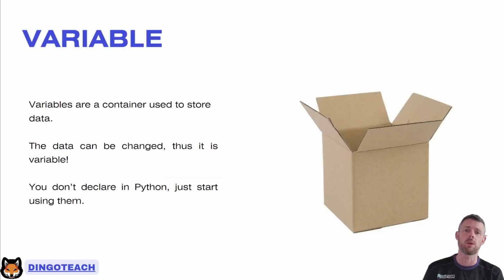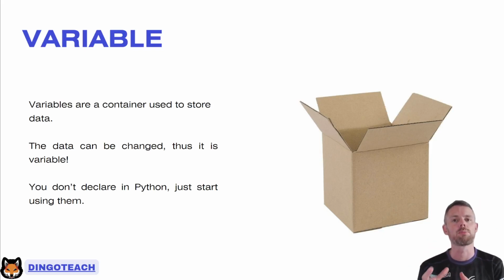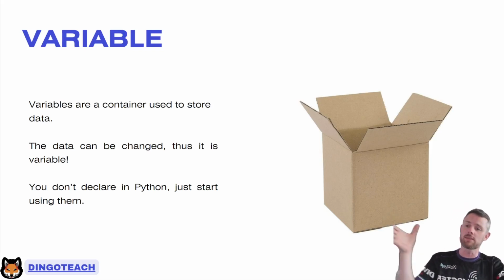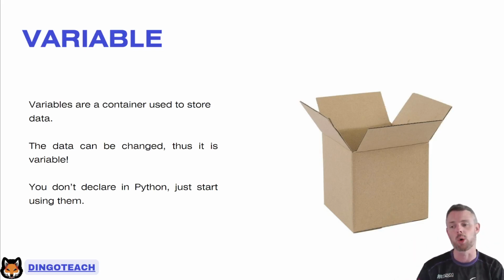A variable is what we use in the programming world to store one bit of data at a time. Think of it as a container. I always like to use this analogy of a cardboard box that you're going to use to move houses, but it's a really tiny little cardboard box. This one might look gigantic, but the variables we're talking about are really small.